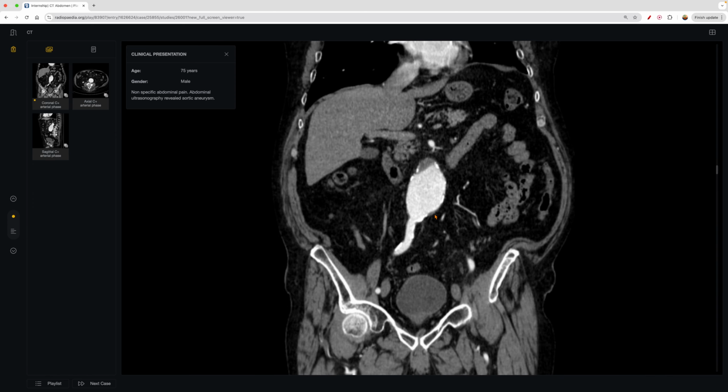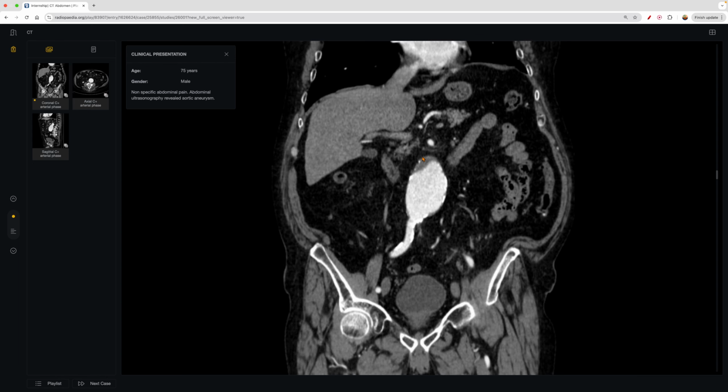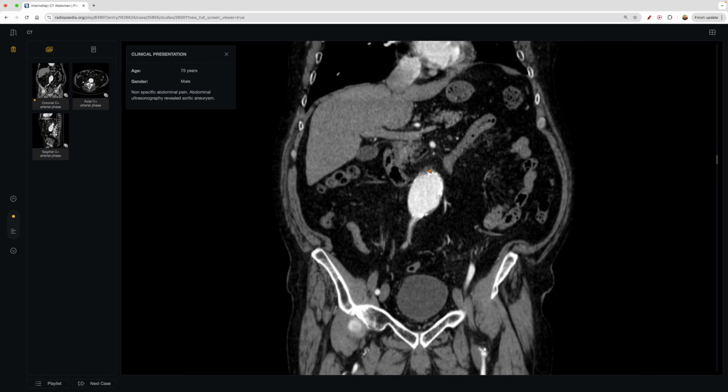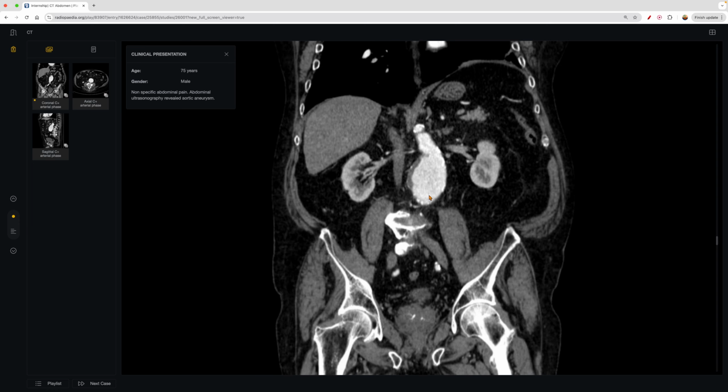And so this is what would be called a fusiform aneurysm. So when the aneurysm is very rounded like this, and it's in line with pretty much the aorta here, that's fusiform.